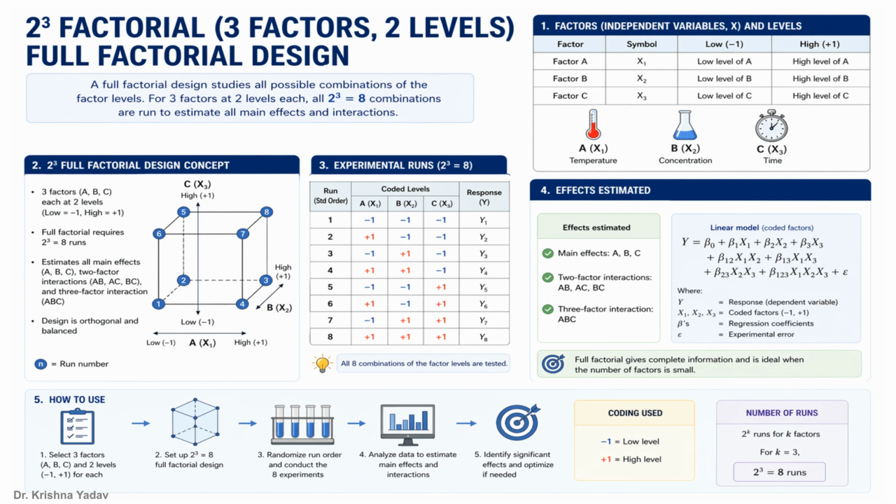This example of a 2 to the power of 3 full factorial design shows the 8 experimental runs required for 3 factors at 2 levels. This design allows estimation of all main effects and interaction effects. The detailed steps illustrate the process from selection to analysis and optimization.